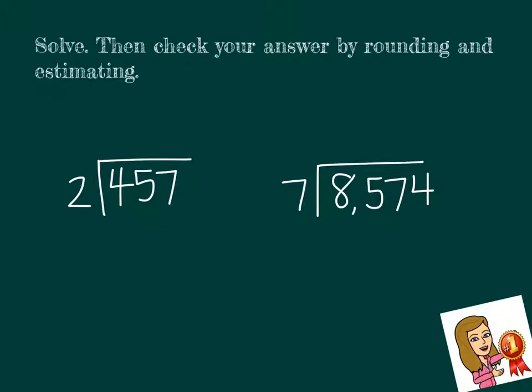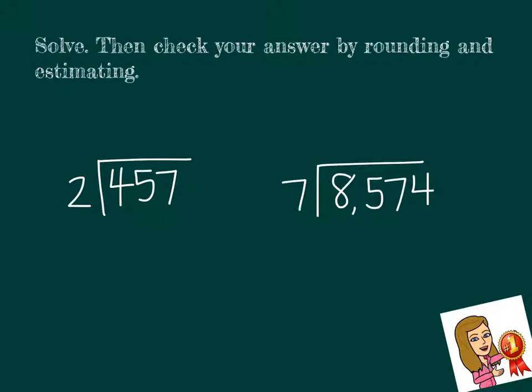Okay, let's try the same thing on this slide. So once again, the directions tell me to solve, then check your answer by rounding and estimating. So the first one we have is 457 divided by 2. Ooh, this one works out really nicely.